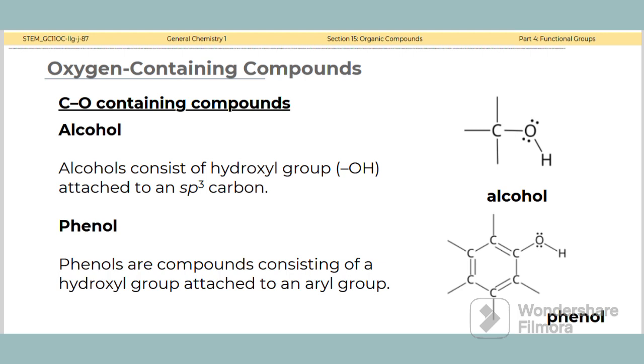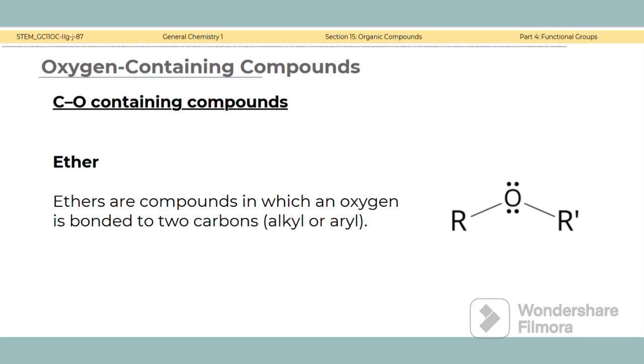Oxygen-containing compounds. Carbon-oxygen single bonds. Alcohol. Alcohols consist of a hydroxyl group, or the oxygen-hydrogen, attached to an sp3 carbon, while phenols are compounds consisting of a hydroxyl group attached to an aryl group. And ethers are compounds in which an oxygen is bonded to two carbons, which are alkyl or aryl.